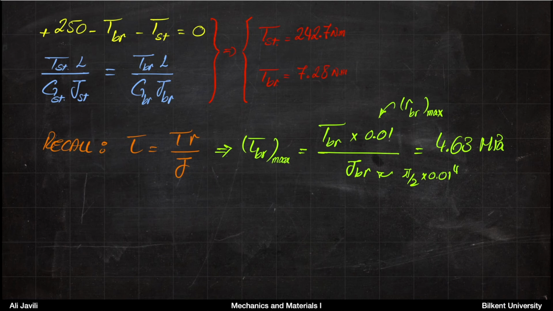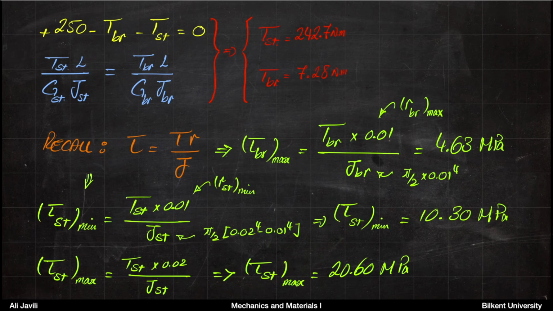For the brass, if R is 0, we are at the center, so shear stress would be 0. The maximum shear stress for brass is the torque times the maximum radius of brass divided by J, the polar moment of inertia of brass, and that would be 4.63 megapascal. So in the brass core, you have a distribution which starts from 0 and goes all the way to 4.63 megapascal. Now on the tube, you also have a range of shear stress that goes from a minimum to a maximum, and that is also linear because it follows exactly this relation.